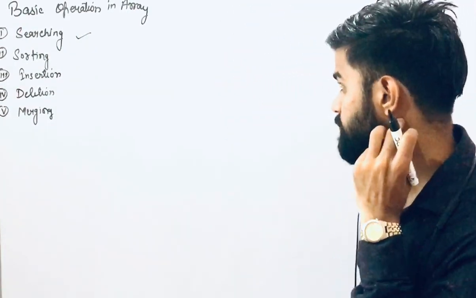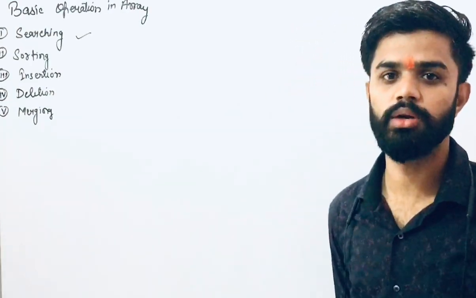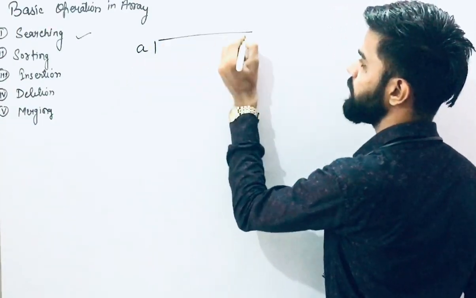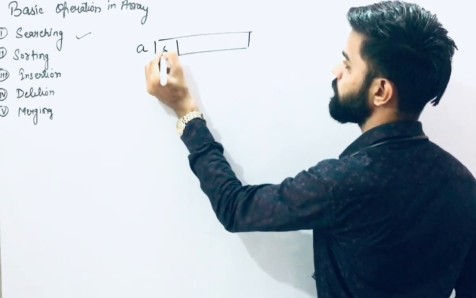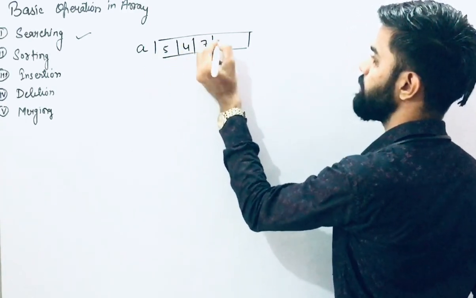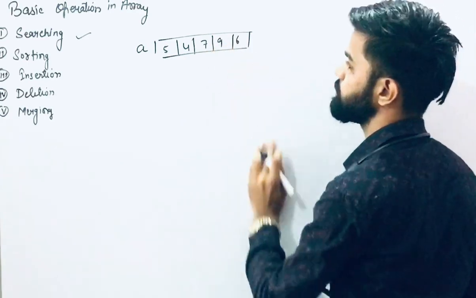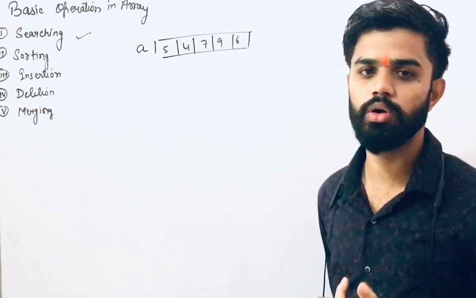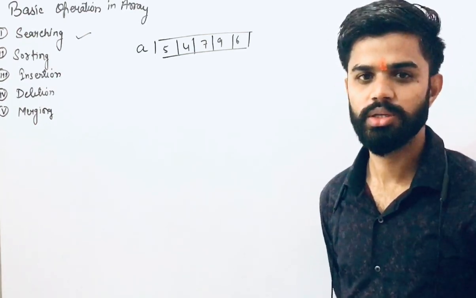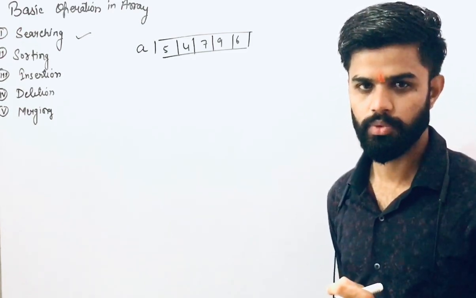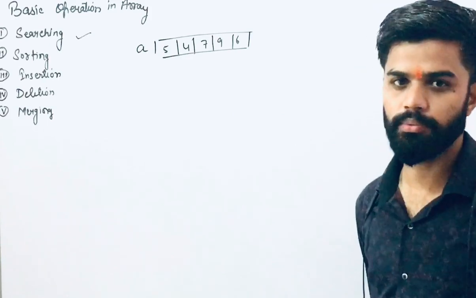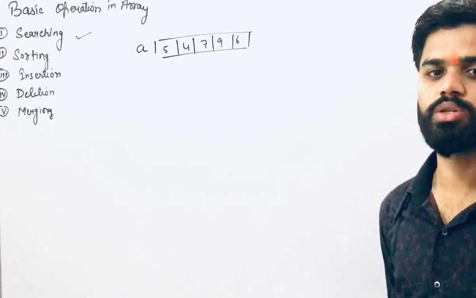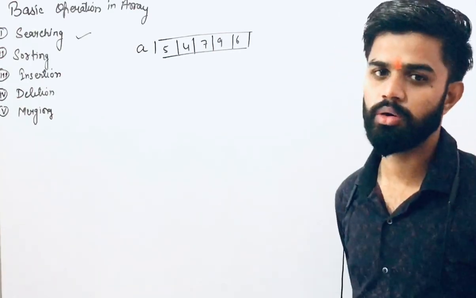merging. So if you are talking about searching, first of all we try to understand the meaning of searching in array. This one is our array variable, and in this variable there are multiple values like 5, 4, 7, 9, 6. Suppose the user wants to search any specific number in this array type variable. If the number exists, then it prints the position and the value and the number, and if the number does not exist, then it prints the appropriate message: number not found.